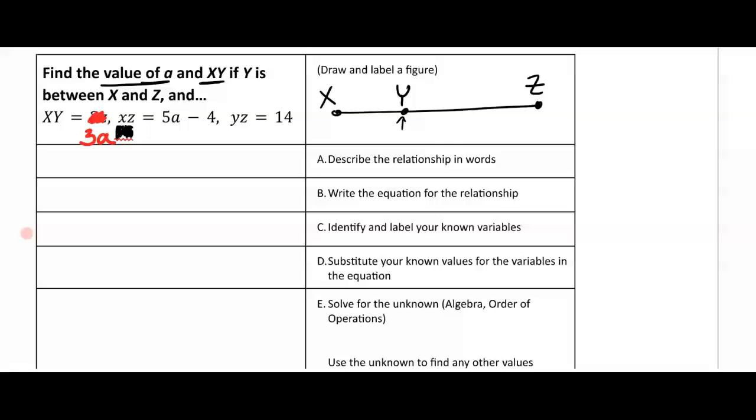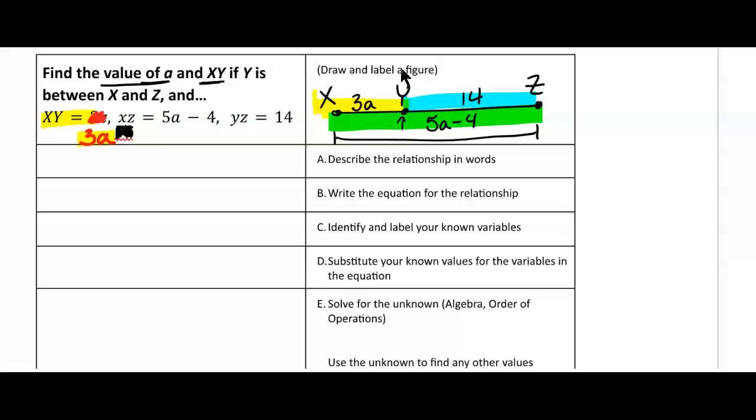I like this, not required, but I do like to put any of my information on the diagram that I can. So I'm told xy is 3a. I'm going to go ahead and label that. And let's see here, YZ is 14. And XZ is 5A minus 4.